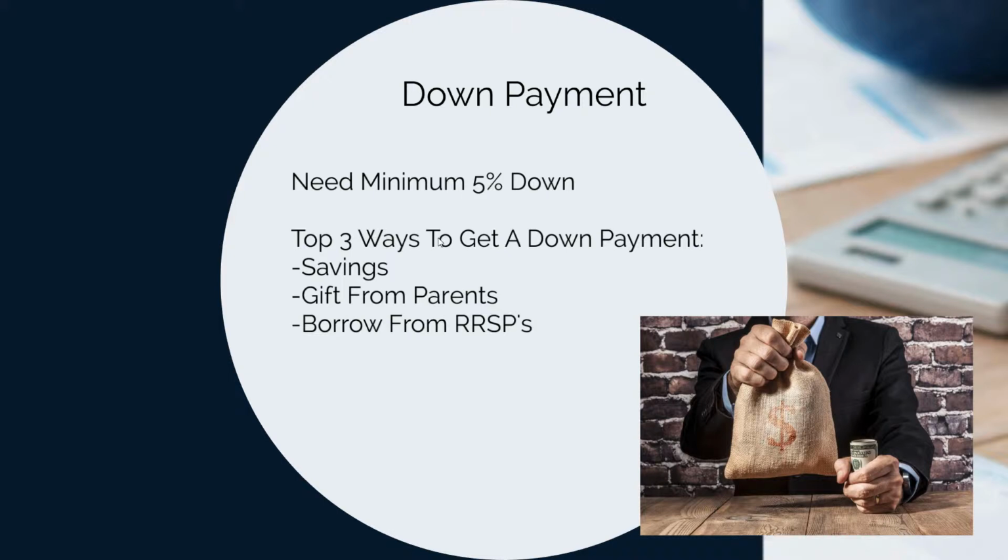So I labeled this as the top 3 ways to get a down payment, but it's more like the most common ways to fund a down payment, let's put it that way. So the first one is savings. If you've saved money towards purchasing a home, this is the most common way that people buy a home. They've saved up their down payment, whether it's 5% down or more.